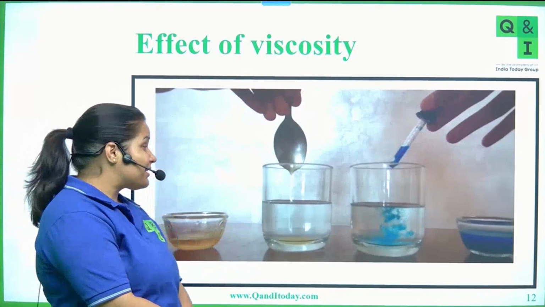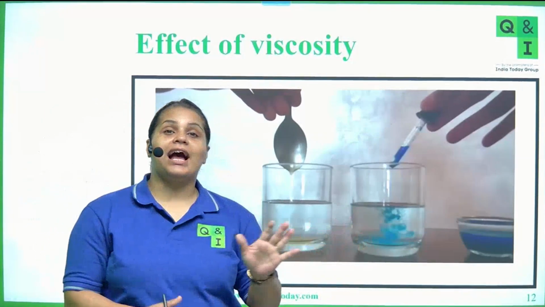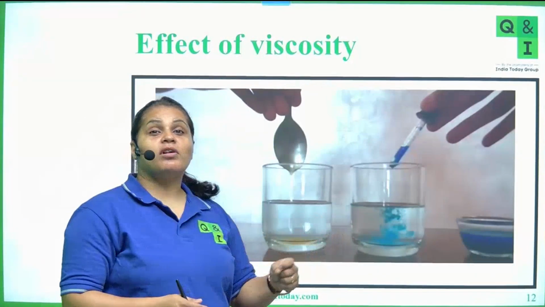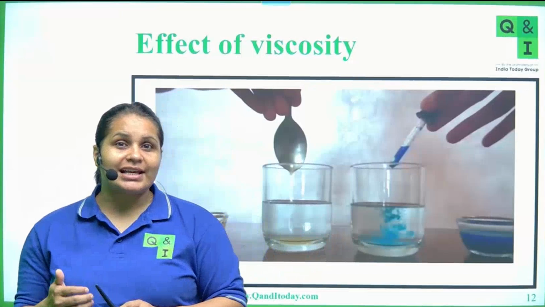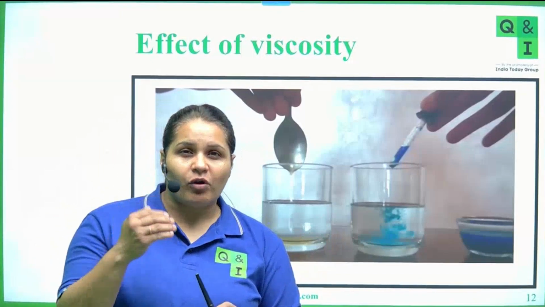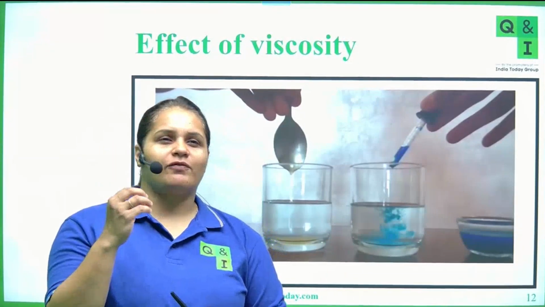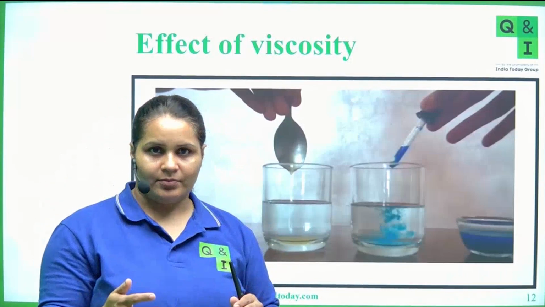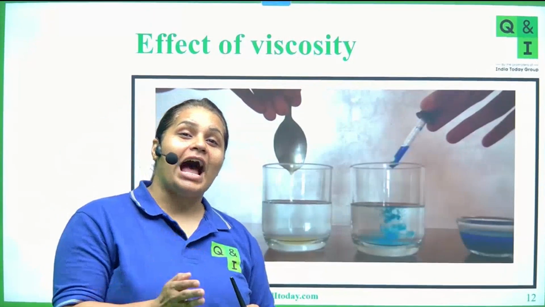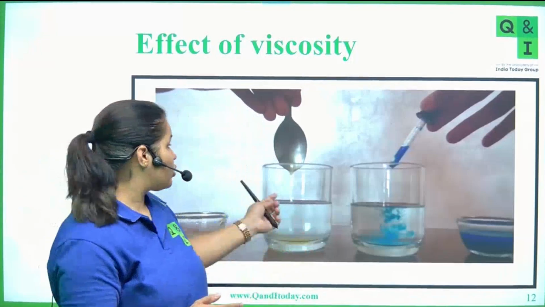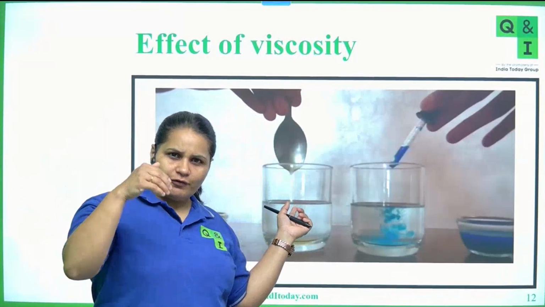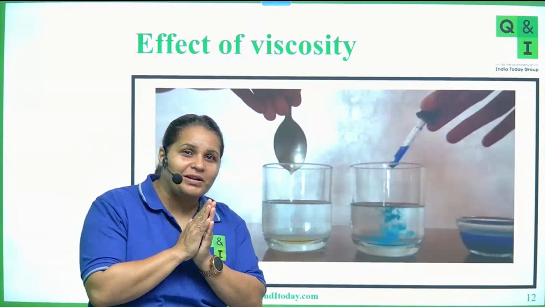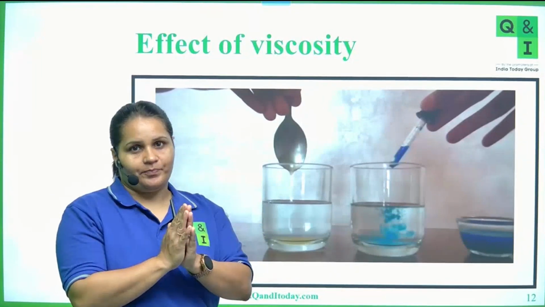So, what is the difference between honey and ink? The honey is more viscous. When I say viscous, it means its flow is restricted. It doesn't flow very fast, right? And why is it happening? Why is it so viscous? Why is its rate of movement so slow? Because the forces of attraction between the particles are stronger, right?